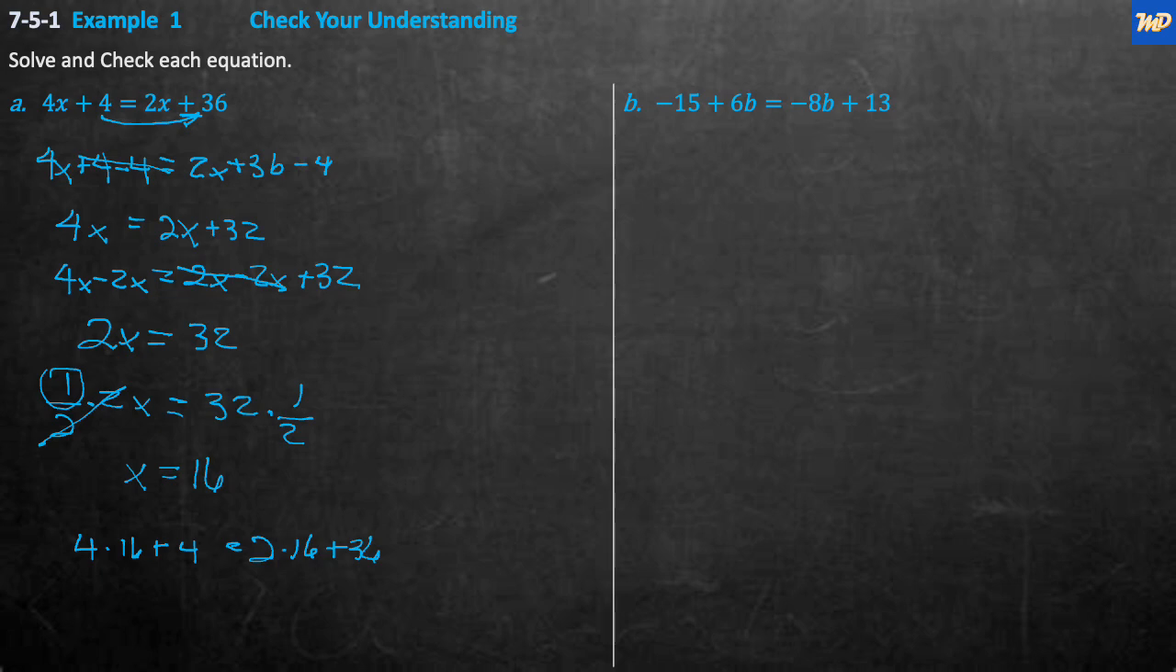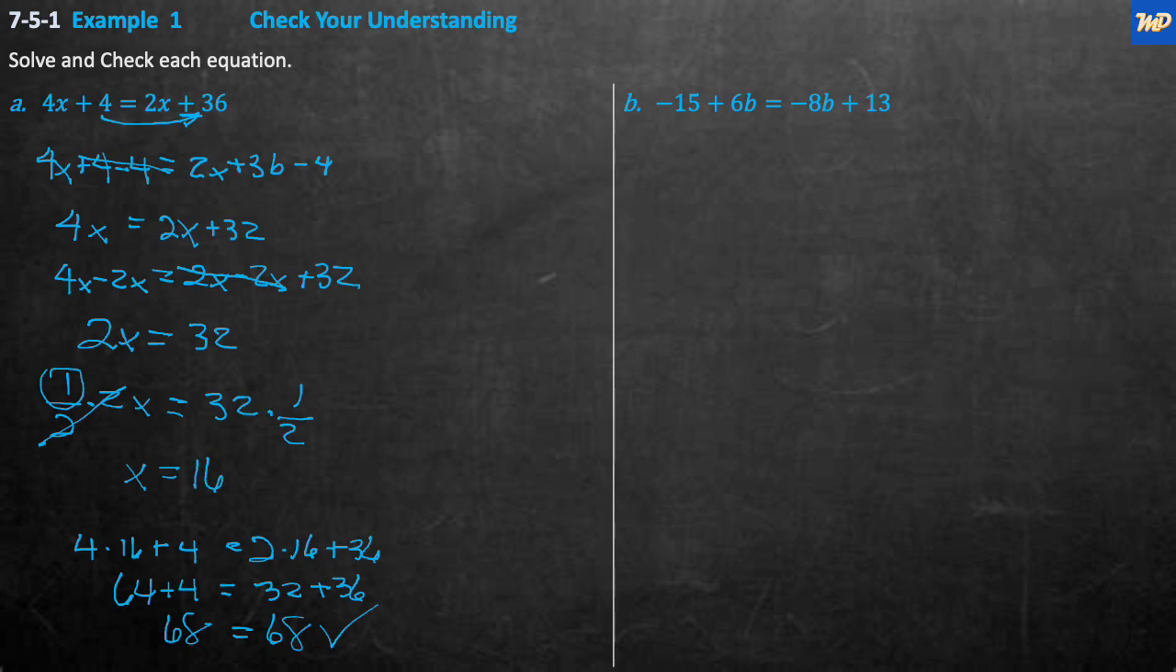So 2 times 16 is what? 64 plus 4 is equal to 32 plus 36. Well, 64 plus 4 is 68, and 32 plus 36 is 32 plus 32 is 64, plus 4 is 36, so it's 68. So bingo, that checks. Let's do the other one, problem B.